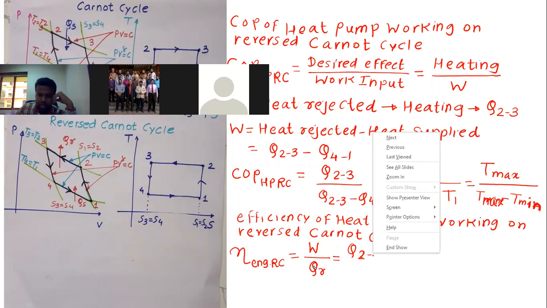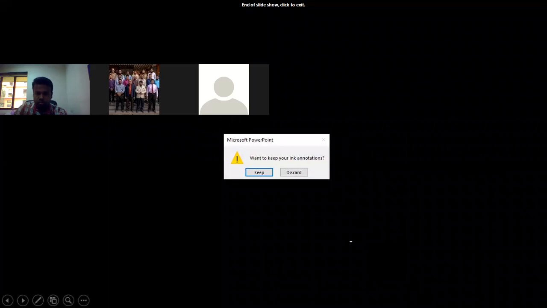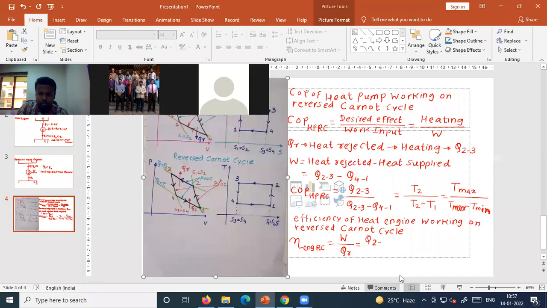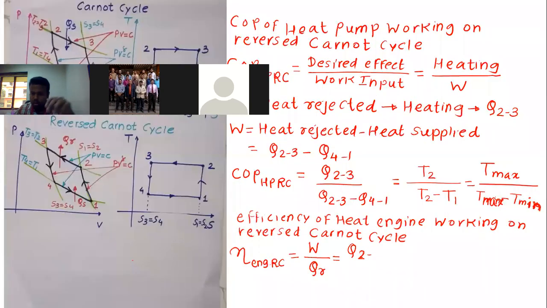Okay, work done upon heat rejected, right? Now, what is work done? Just now we have seen, above, that work done is heat rejected minus heat supplied. So I'll just write this down. Work done is heat rejected minus heat supplied, upon heat rejected. That is Q2 to 3.